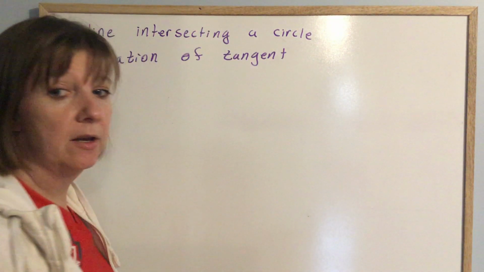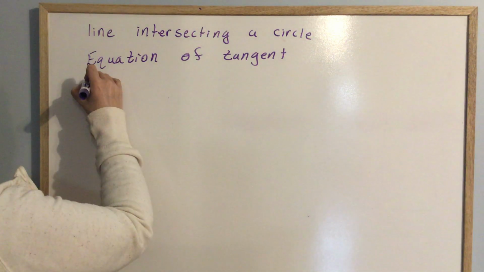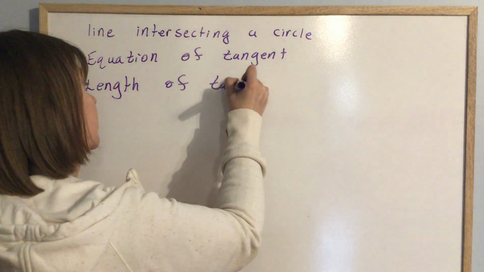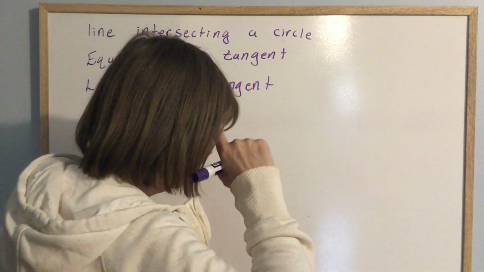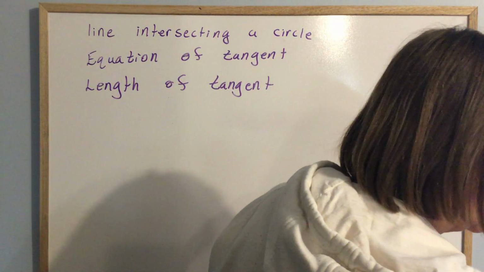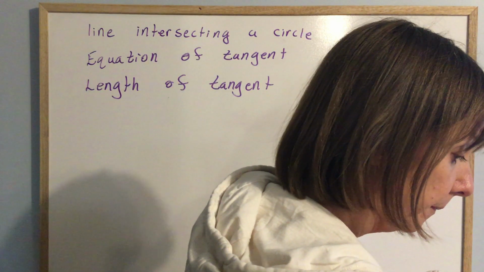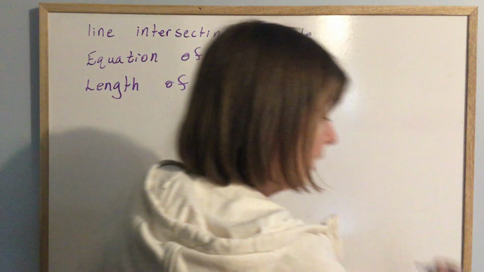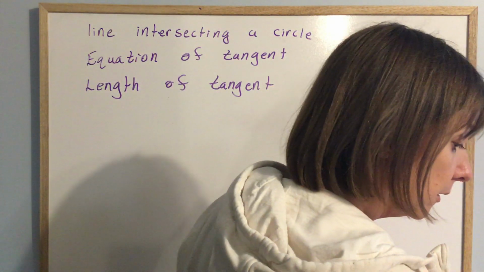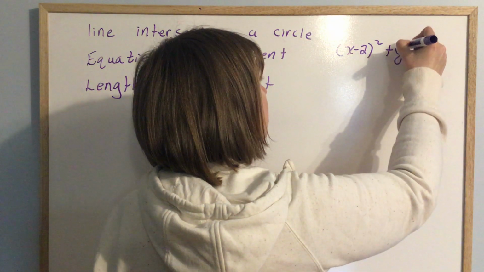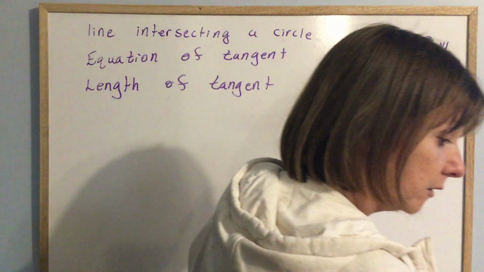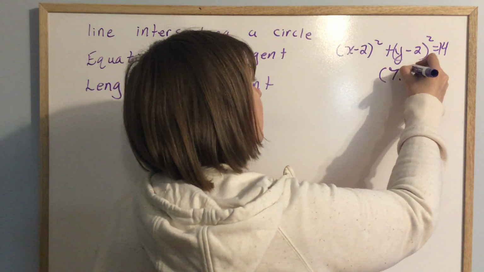The last one in section 8.5 is the length of a tangent line. This is where you would be given the equation of a circle. So (x - 2)² + (y - 2)² = 14 at the point (7, 7).